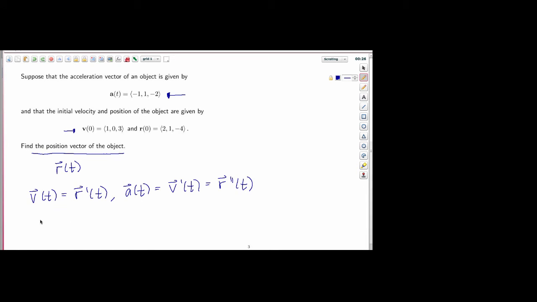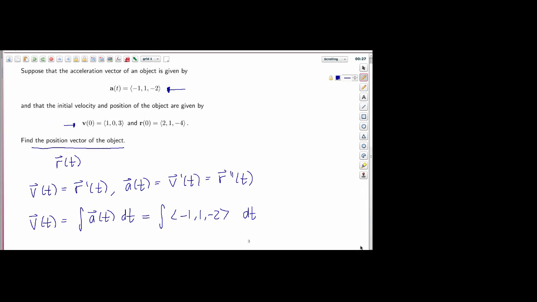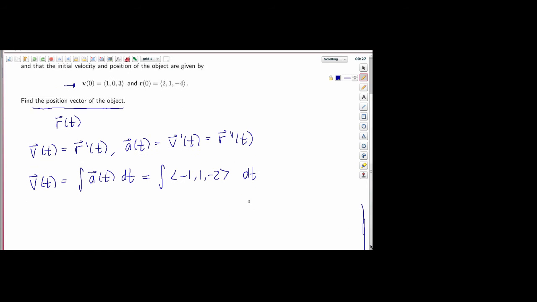I need to integrate. So the first thing I'm going to notice is that, okay, to find my velocity vector, I'm going to integrate my acceleration vector. So this gives me the integral of acceleration, so the integral of <-1, 1, -2>, and again, if you prefer the IJK notation, that's fine as well. So I need to integrate the acceleration vector to get velocity.